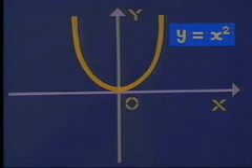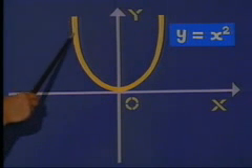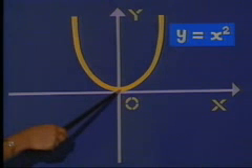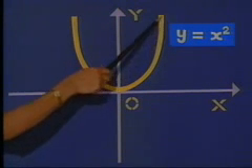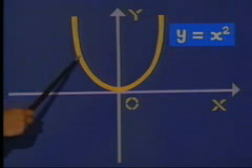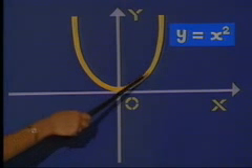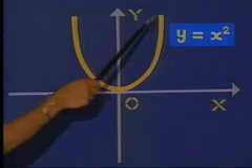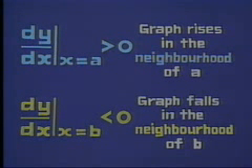Now what about this curve? It falls till it reaches zero and then rises. We could also say that it falls for negative values of x and rises for positive values of x. Again, if we are given only the equation, we'll have to check the sign of the derivative to decide whether the graph rises or falls. If dy by dx is positive at a point A, it means that the graph rises in the neighborhood of A.